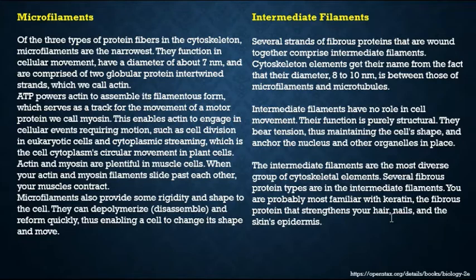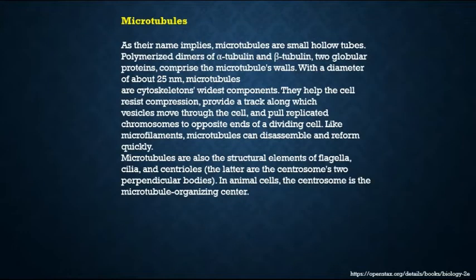One of the intermediate filaments you are familiar with is keratin, the fibrous protein that strengthens our hair, nails, and epidermis. The last cytoskeleton component is the microtubules. Microtubules are small hollow tubes, polymerized dimers of alpha-tubulin and beta-tubulin. Two globular proteins comprise the microtubule walls. These have a diameter of 25 nanometers and are the widest component.